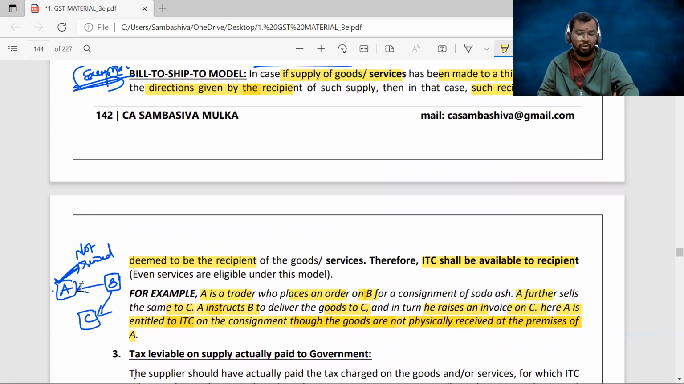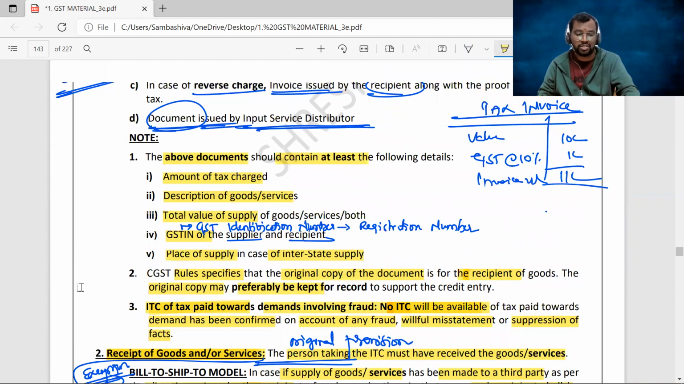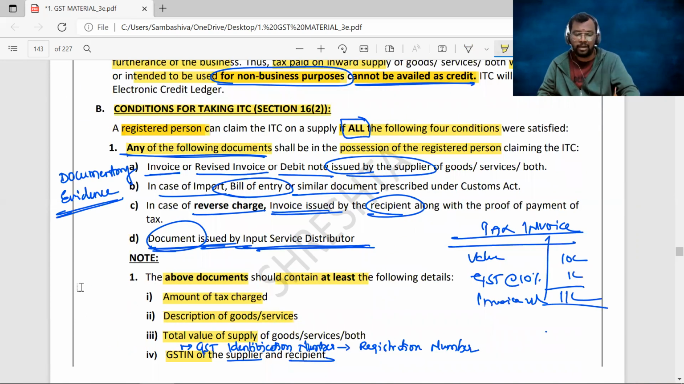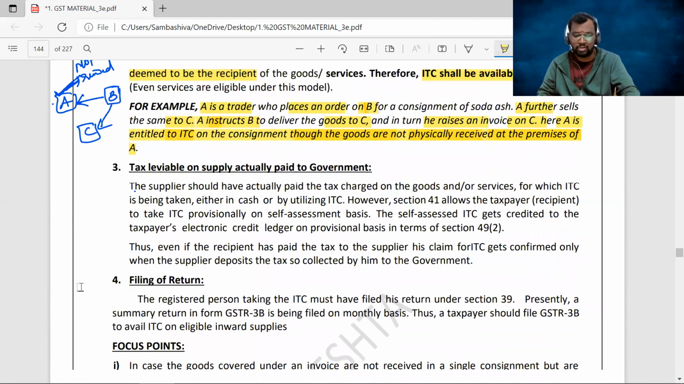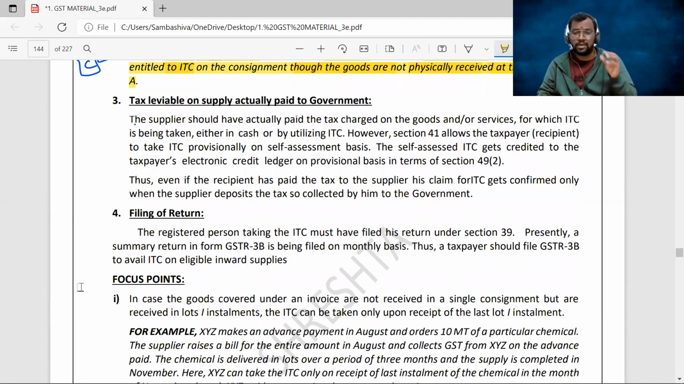Out of the total 4 conditions, we have completed 2 conditions, right? 1, the documentary evidence, and 2, receipt of the goods. We have 2 more conditions to discuss for availment of input tax credit. Number 1, tax leviable on supply actually paid to the government, and the last one, filing of returns. These 2 I will discuss in the next session. Right, sir? Next session we will complete this topic.